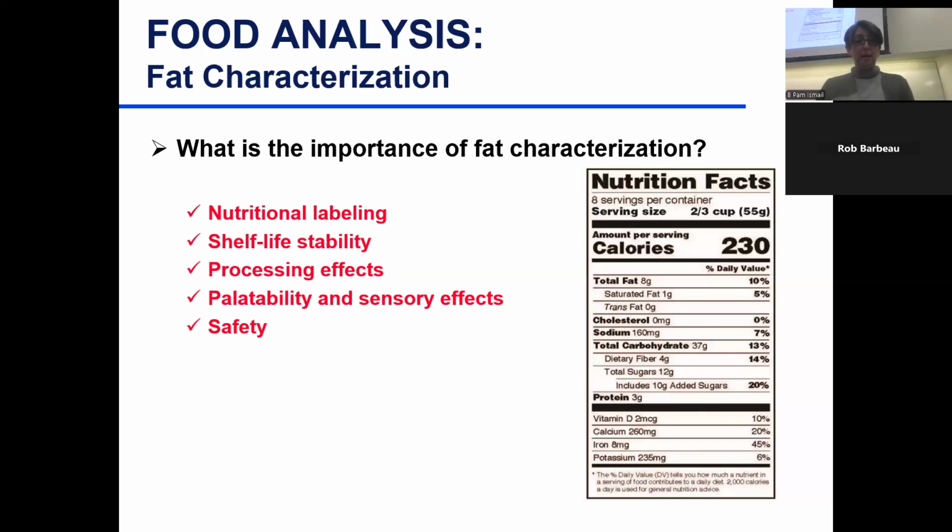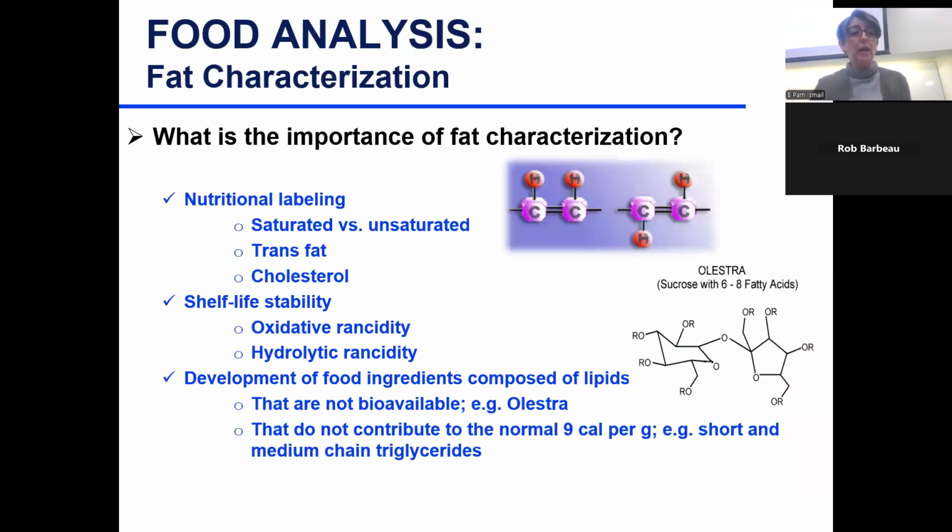All right. Let me see. Why do I have this asked twice? Okay. So nutrition labeling: we said saturated, unsaturated, trans fat, cholesterol, all of that is needed for the labeling. So we have two types of rancidity. We have oxidative rancidity and hydrolytic rancidity.